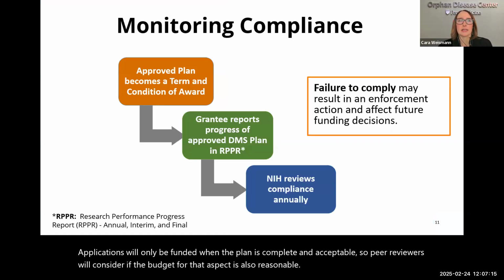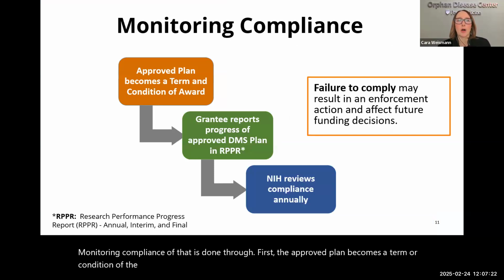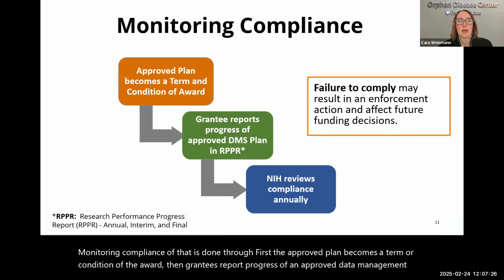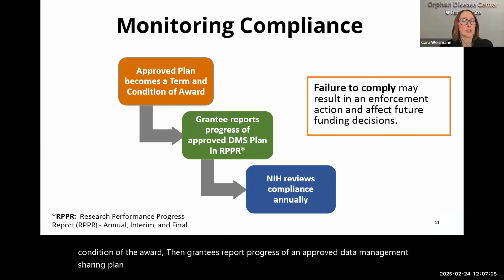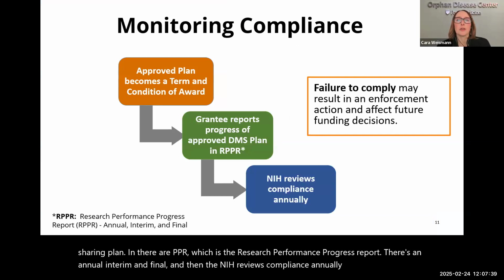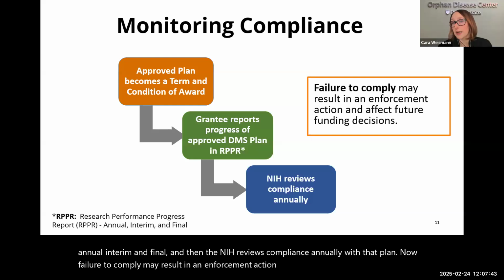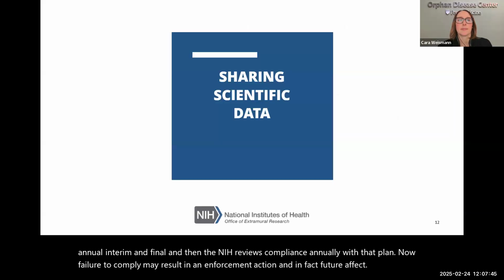Monitoring compliance is done through, first, the approved plan becoming a term or condition of the award. Then grantees report progress of an approved data management and sharing plan in their RPPR, the Research Performance Progress Report. There's annual, interim, and final. And then the NIH reviews compliance annually with that plan. Failure to comply may result in an enforcement action and affect future funding decisions.